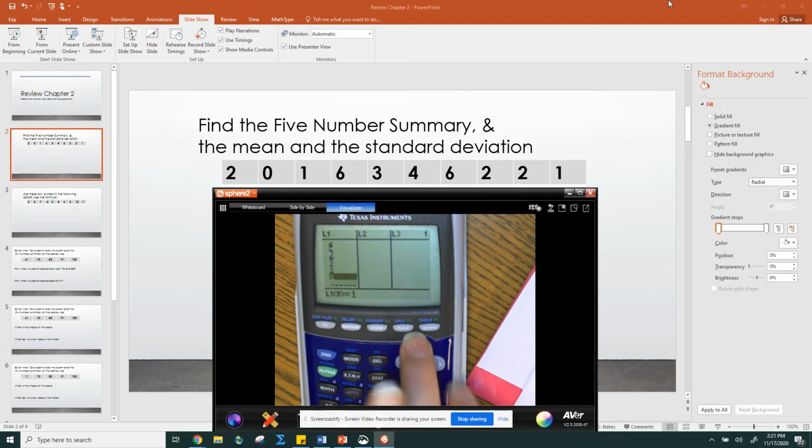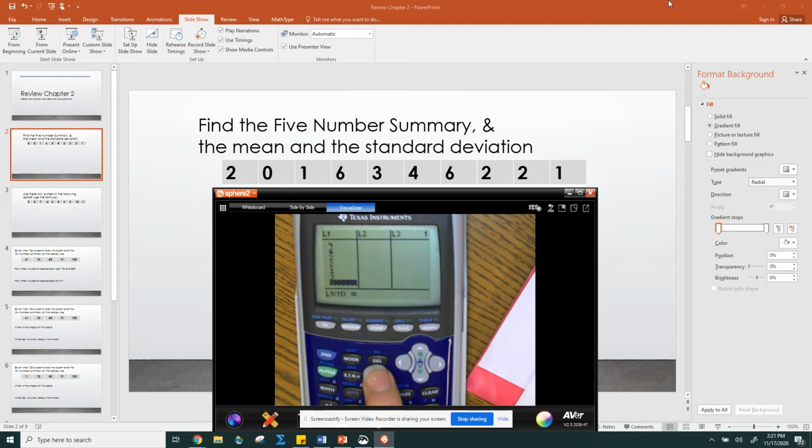And I sometimes hit the wrong key, so I'm just going to make sure that I typed it in correctly. 2, 0, 1, 6. See, I missed one. I missed the 3. And then 6, 2, 2, 1. Okay, I missed the 3. I got to put that in there. I'm glad I double checked myself.